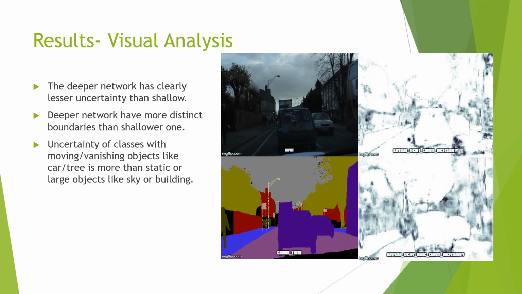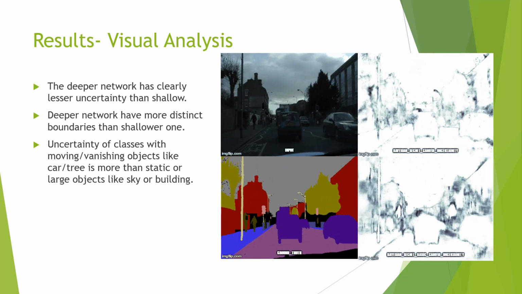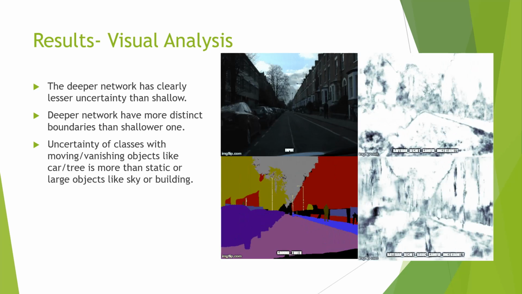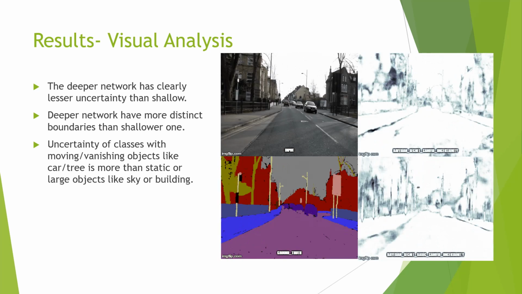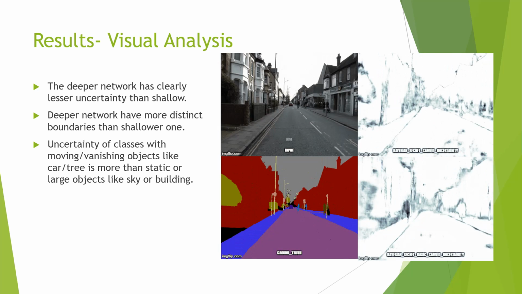Here we present the uncertainty images of the network. A deeper network has clearly lesser uncertainty than a shallow one. A deeper network has more distinct boundaries than a shallow network. Uncertainty of classes with moving, vanishing objects like a tree is more than the static or larger domains like sky or building.